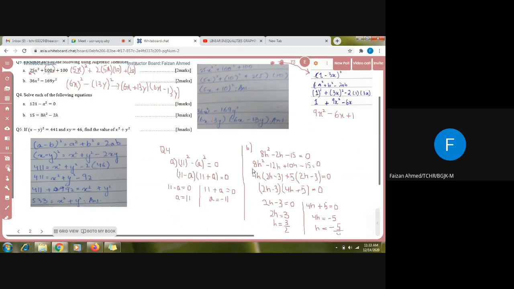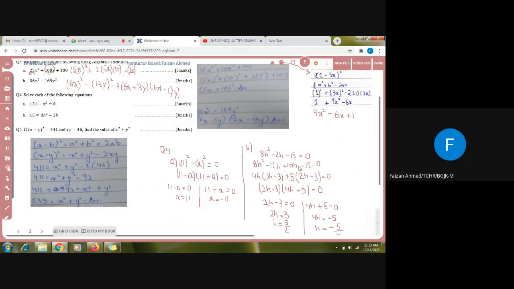These are the first two pairs. I can take 4h as common from these two. The bracket will be 2h minus 3. If I take 4h as common from here, 4 multiplied by 2 is 8. And since there are 2h, I have taken 1h as common, so there will be 1h remaining minus 3.